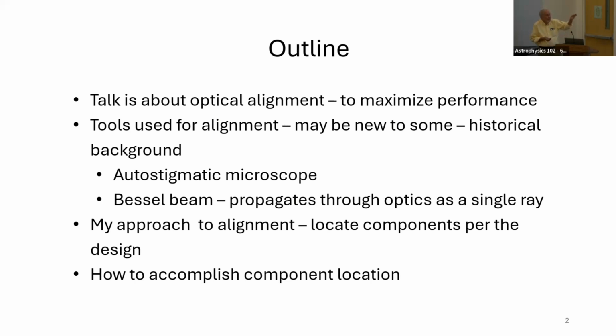So then I'm going to talk about tools for alignment. Some of what I'm going to talk about may be new to you, so I'm going to go into a little bit of the historical background about both autostigmatic microscopes and Bessel beams. Not that you're unfamiliar with Bessel beams, but I think you guys probably use them for tweezers and finding exoplanets and stuff. I've used them for a much more mundane purpose, because they propagate through an optical system like an ABCD ray. It's a very sort of unexciting use, but very practical.